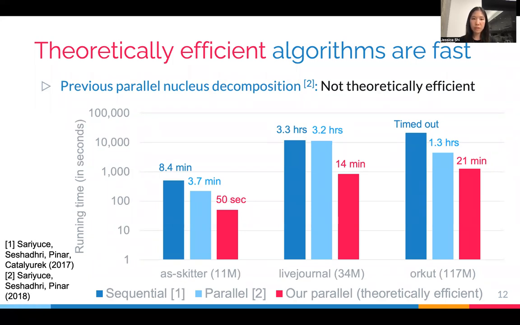And one of the main issues is that this prior work on parallel nucleus decomposition is not theoretically efficient. So we implement a parallel theoretically efficient algorithm, and we're able to bring these running times down to 50 seconds for Skitter, 14 minutes for LiveJournal, and 21 minutes for ORCID.